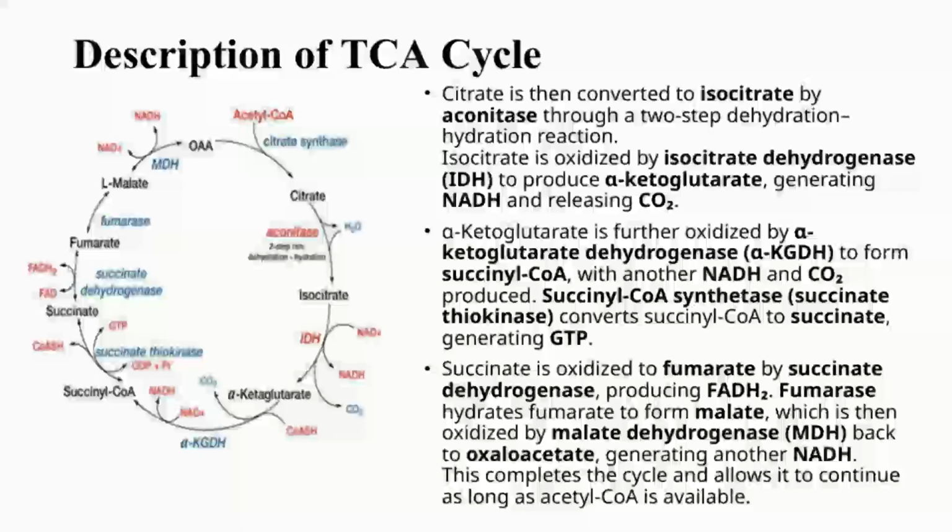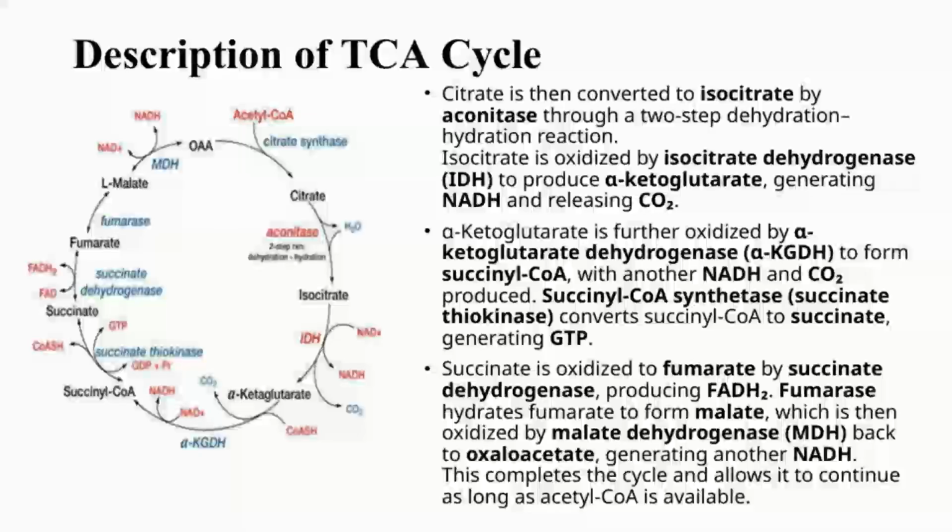Next, alpha-ketoglutarate undergoes further oxidation by alpha-ketoglutarate dehydrogenase, or alpha-KGDH, forming succinyl-CoA. This reaction also produces NADH and releases another CO2 molecule. Then, succinyl-CoA is converted to succinate by succinyl-CoA synthetase, also known as succinate thiokinase. Interestingly, this step generates GTP, which can be used directly for energy.